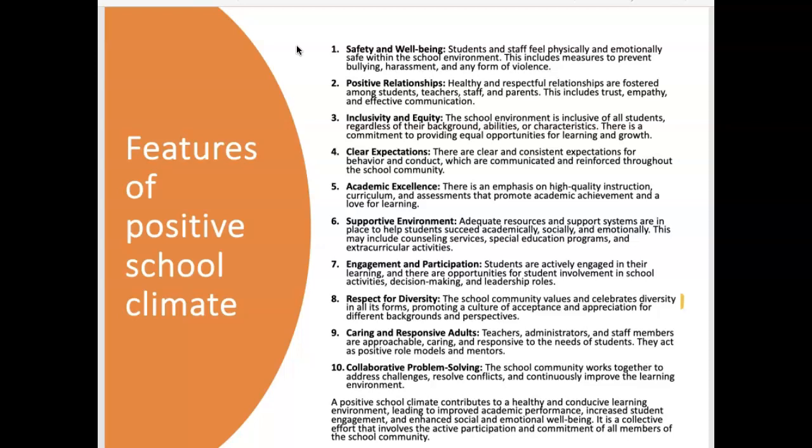You're going to be doing observations for 35 hours, and that's not near enough to be able to collect enough evidence to do what we refer to as generalizing. So you will be collecting examples that will provide evidence of different components of positive school climate or negative school climate.